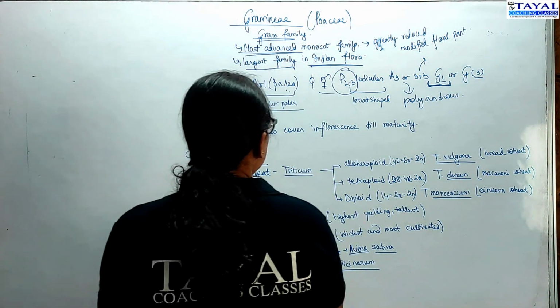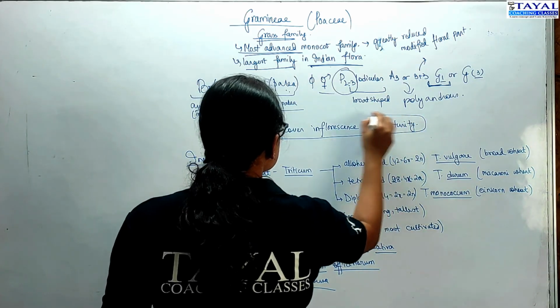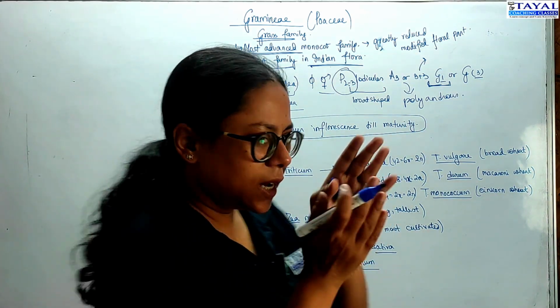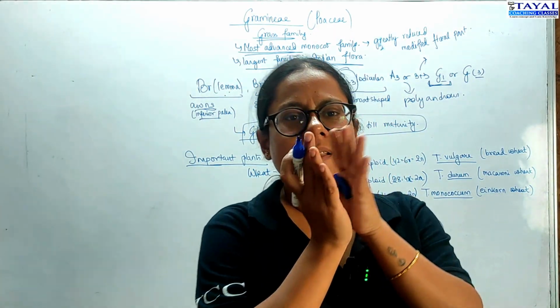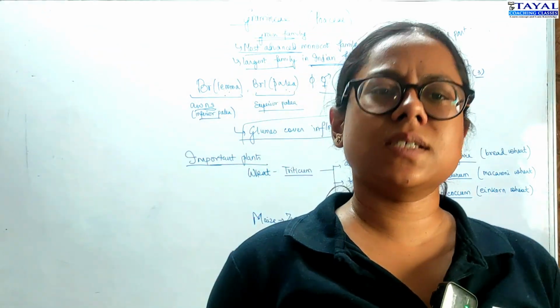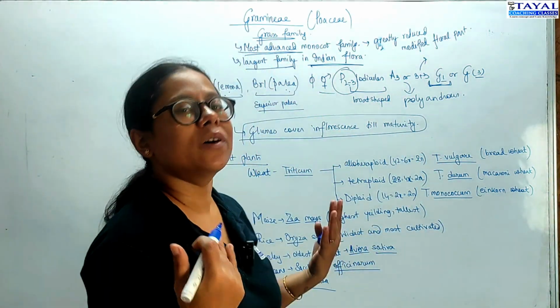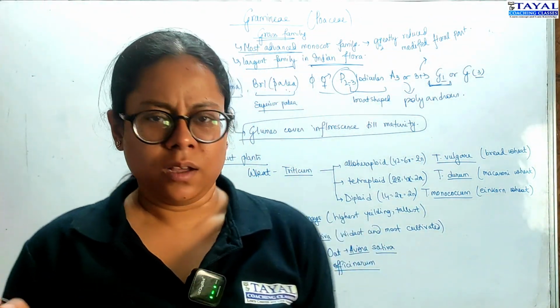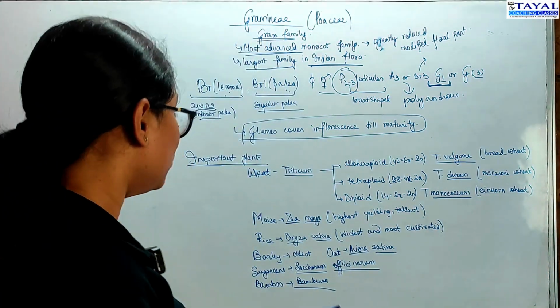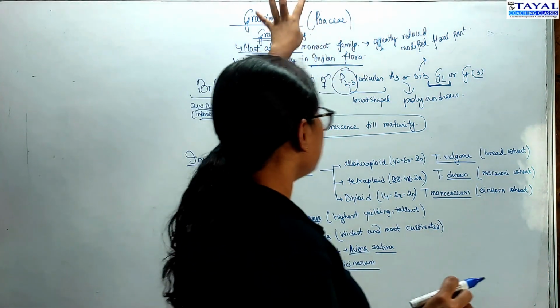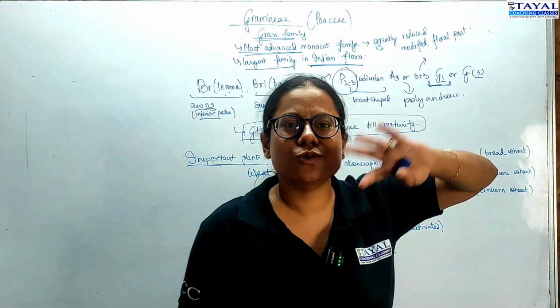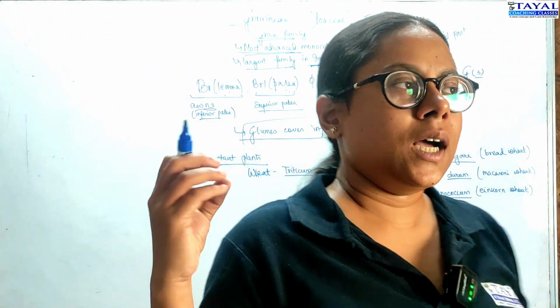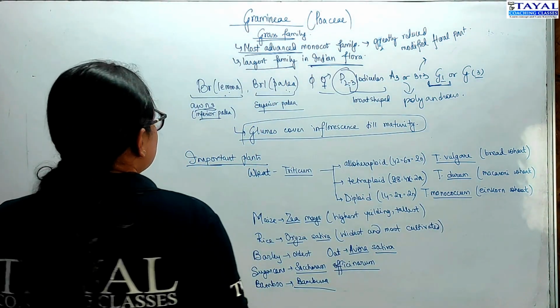Now the whole structure produced by the lemma and the palea and the awn is known as the glume. The glume covers the whole inflorescence till the flower reaches maturity. Okay, I hope this much is clear. Now the presence of the glumes is one of the factors why it is so advanced. Coming to its important plants.